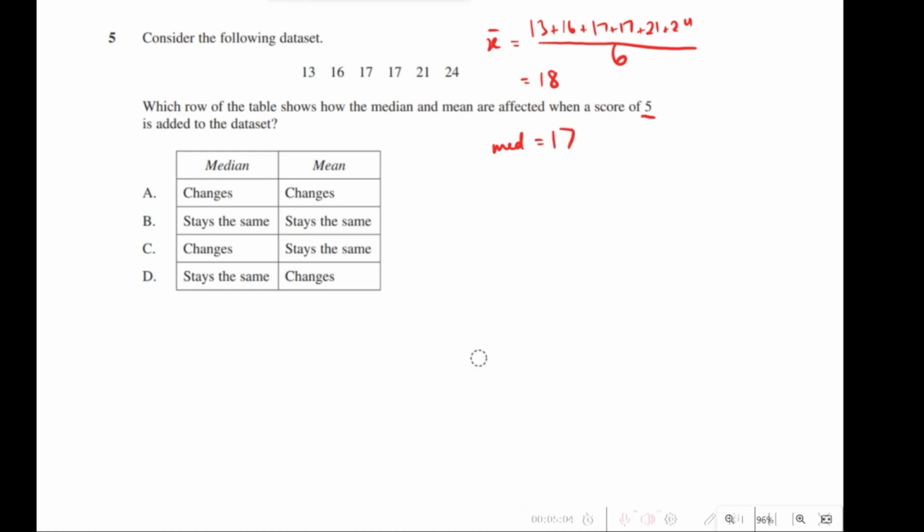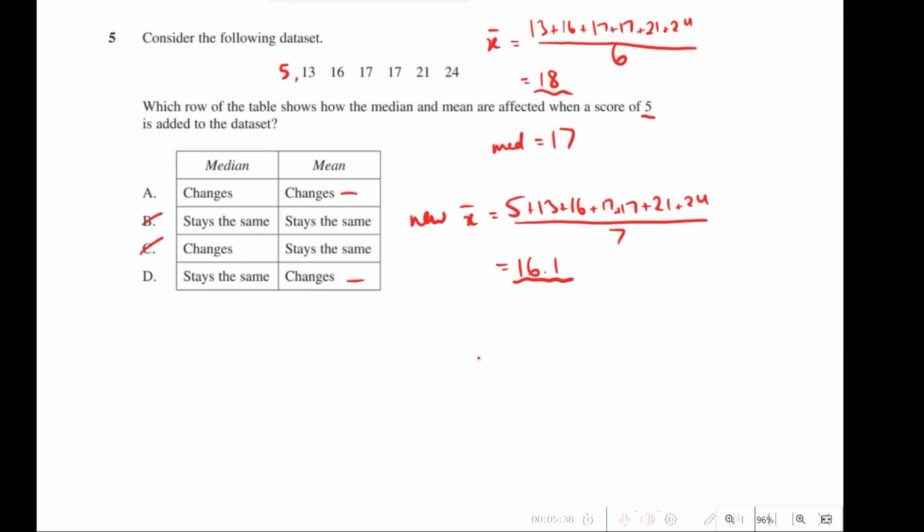Now let's look at how this changes when we add the 5. The new average is going to be 5 plus all the other numbers. This time we divide by 7 because there are 7 scores. So that gives us an average of 16.1. We can see how it changed from 18 to 16.1. So the mean changes, and we'll knock off B and C.